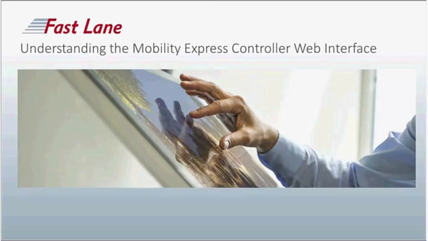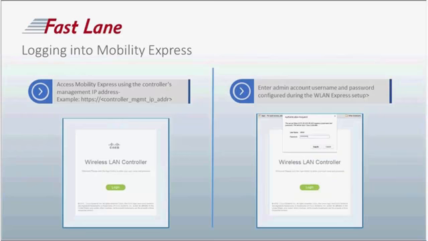Let's look a little bit closely at the controller web interface. If you remember, on the initial setup of the wizard, it asks you to create an admin account. You're now going to browse to the controller via HTTPS, or you can use your new little app if you prefer, and log in with the admin account username and password that you set up during the Wireless LAN Express setup wizard. You're then taken to the home page.